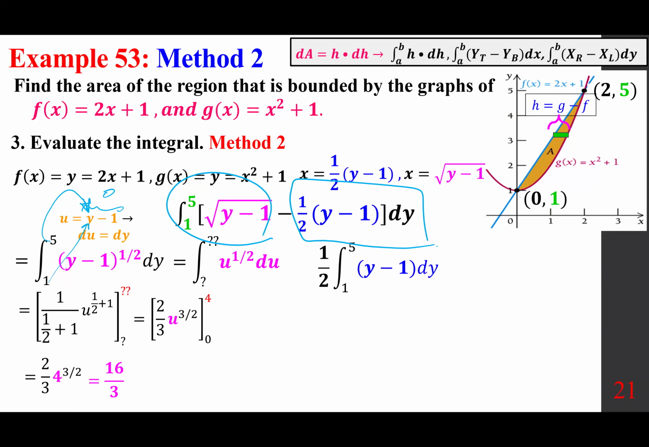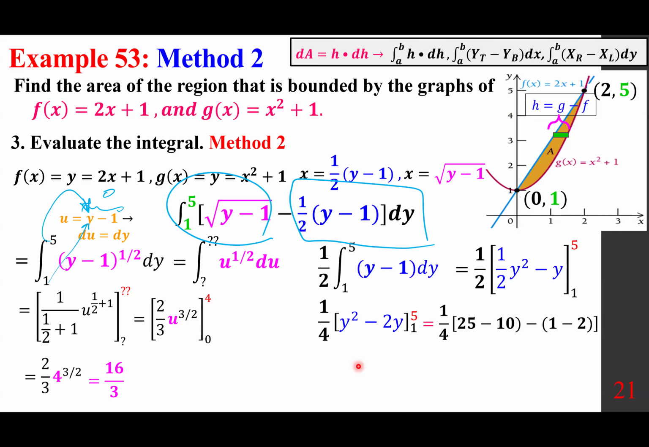So half of this one, this is very straightforward. 1/2 y squared minus y. 1/2 times 1/2 is 1/4 y squared. And then you can write the 1, if you use 1/4, then this becomes 2. So class, you can see 1/4 y squared minus 2y. And we plug in 5, we plug in 1. 5 is 25 minus 10, and 1 is 1 minus 2, and we end up with 16/4, which is 4. The difference between the two is the same answer as we got in the previous, and that's the final answer.